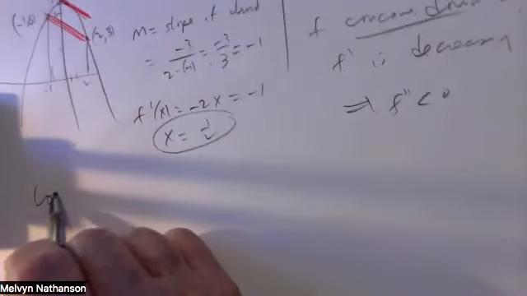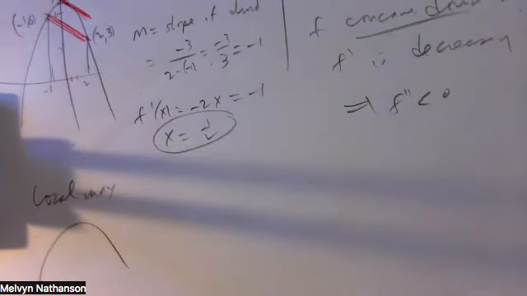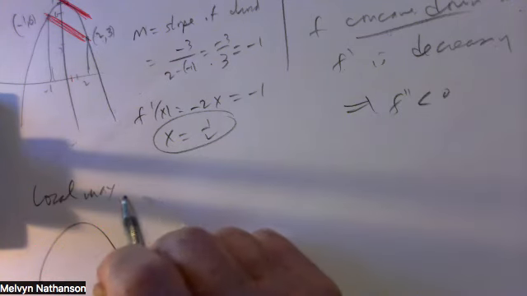If you have a local maximum, the graph looks roughly like this. And in this region, the curve is concave down.